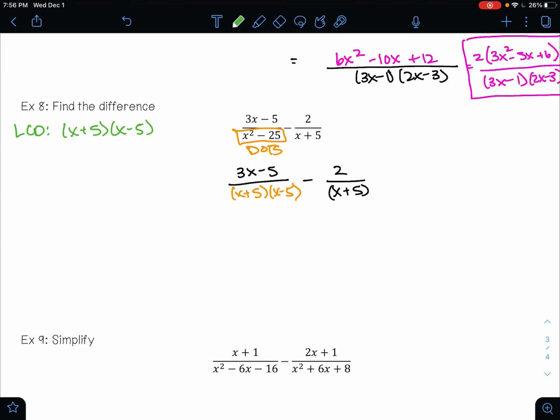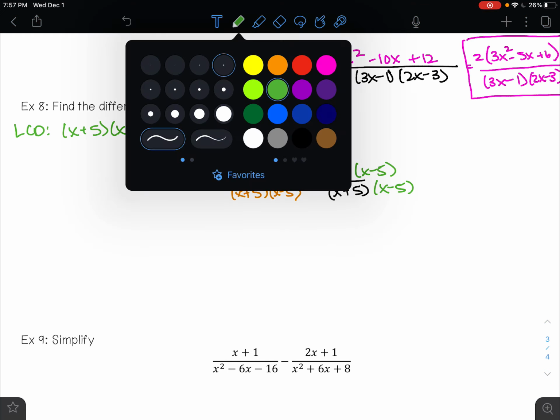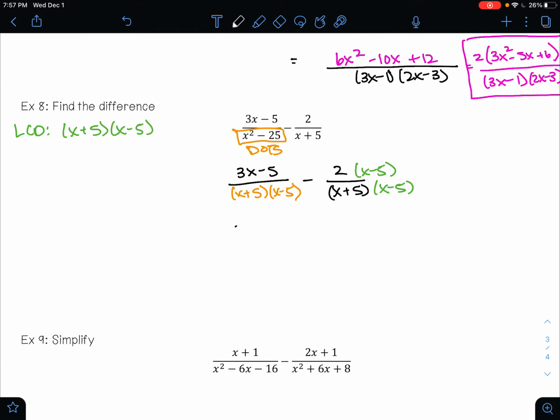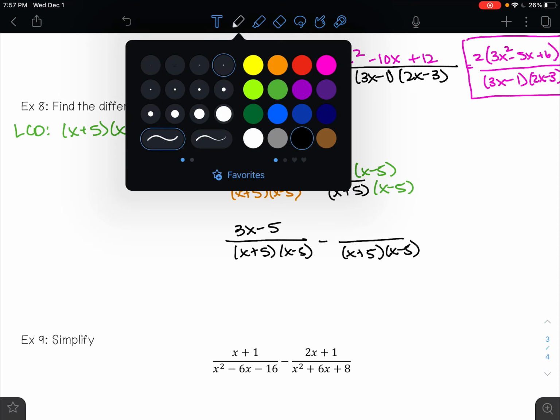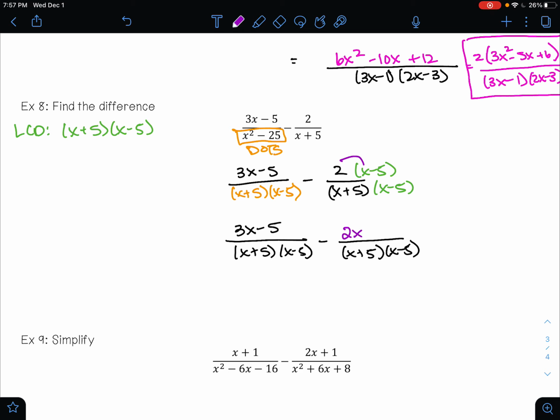That is what I have in this first fraction's denominator. For the second fraction, I only have the x plus 5 part. So I need to multiply by the part that I'm missing, which is x minus 5. So in my first fraction, that one's going to stay the same as 3x minus 5 over x plus 5 times x minus 5, minus, and then in my second fraction, I am going to have to distribute. So 2 times x is 2x, and 2 times negative 5 is negative 10.